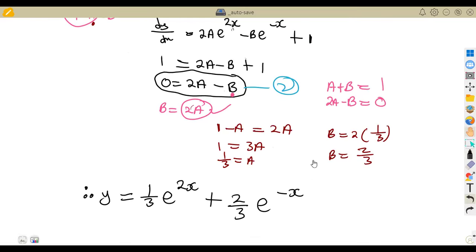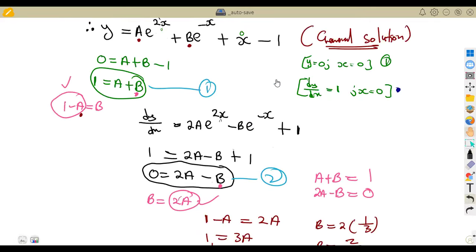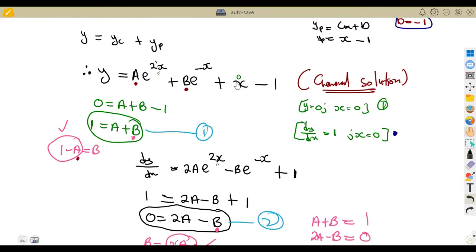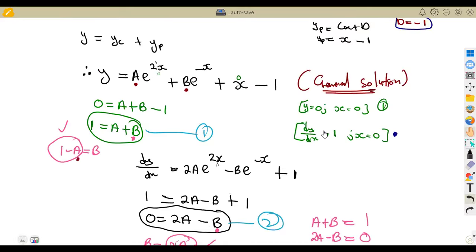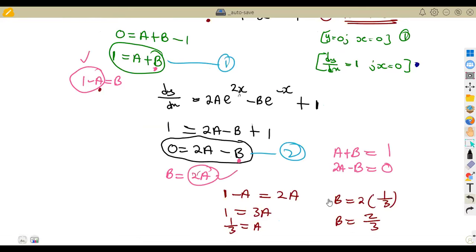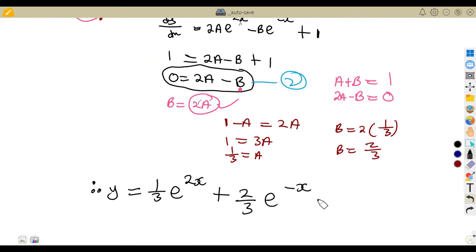Then we have the rest of that linear part that we got from our yp, from our particular, which is x minus 1. We just substitute it as it is, so that's plus x minus 1. This is what we are going to have at the end, the whole expression representing y.